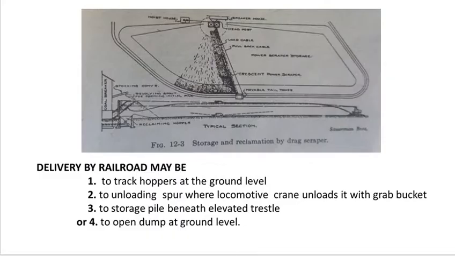The next figure shows storage and reclamation by drag scraper. Delivery by railroad may be: one, to track hoppers at ground level; two, to an unloading spot where a locomotive crane unloads it with a grab bucket; three, to a storage pile beneath an elevated trestle; or four, to an open dump at ground level.